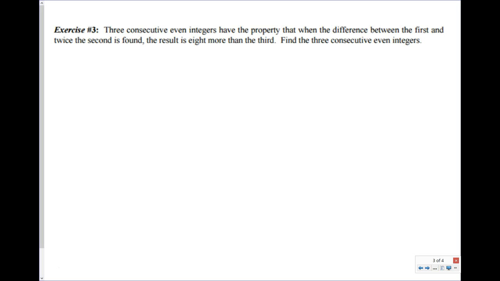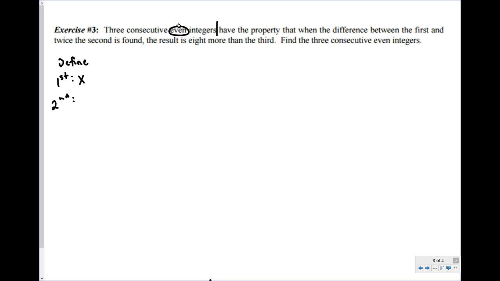3 consecutive even integers have the property that blah blah blah. You guys need to learn to stop when you have a little bit of information. So I'm going to stop at 3 consecutive even integers. I know that's what I'm working with. I know I need to define them, so I'm going to stop before I even read the rest of that problem. Okay, I'm going to define them as the first is always x, the second, now these are even integers.